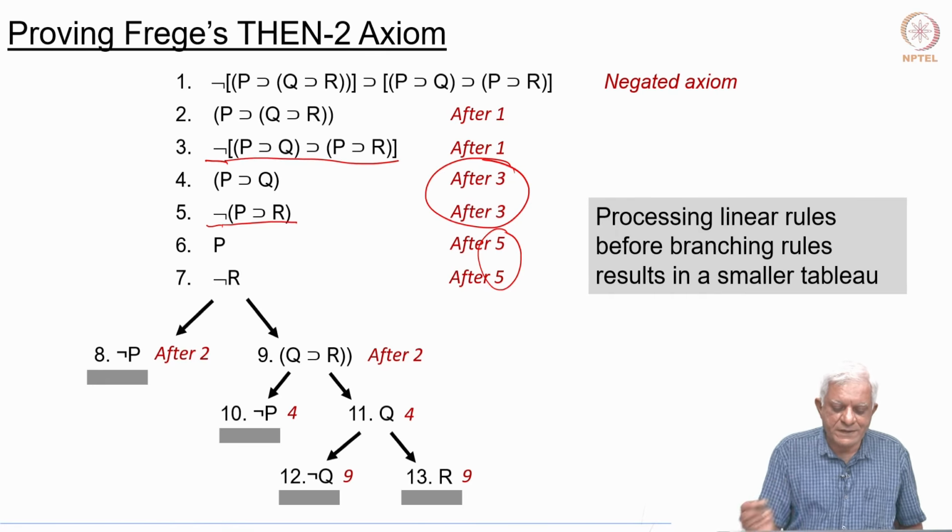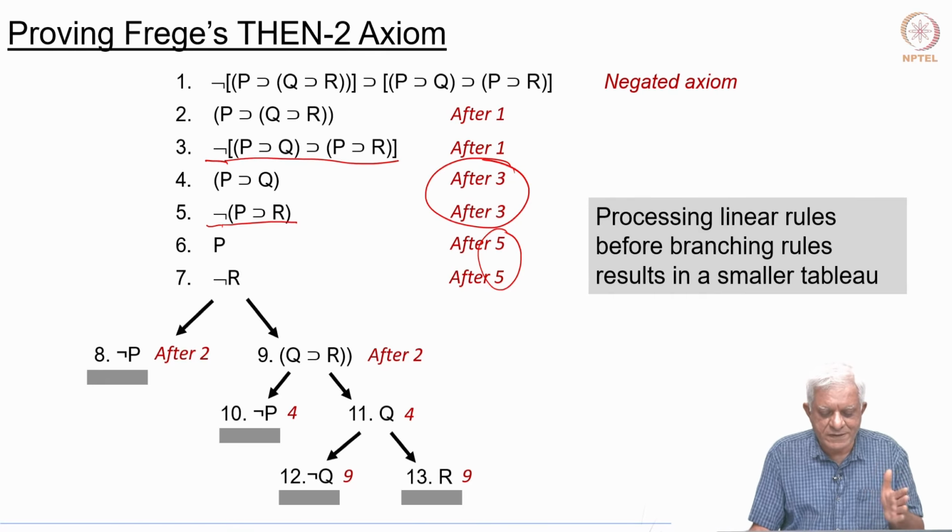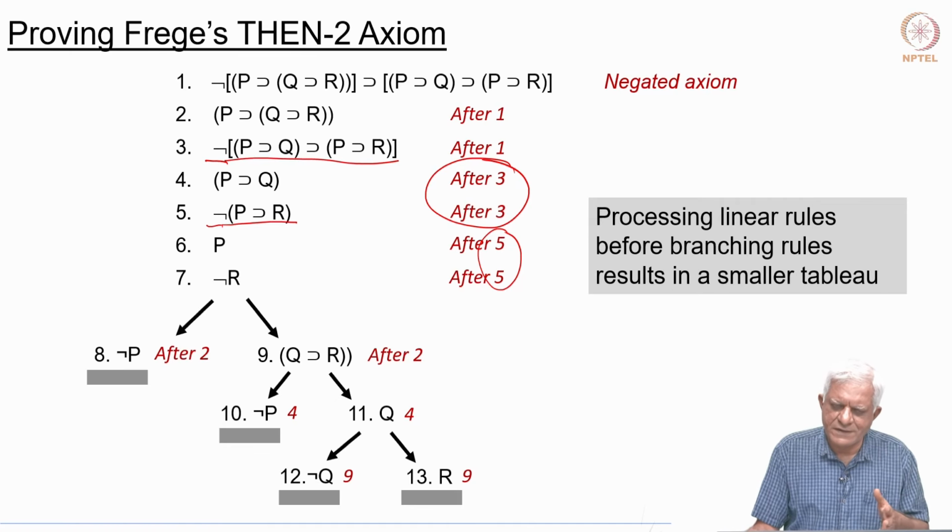So, by making a judicious choice of which connective to use, and it is not very hard, it is a simple heuristic that keeps the branching connectives for as late as possible, and you can see that this will give you a shorter proof essentially.